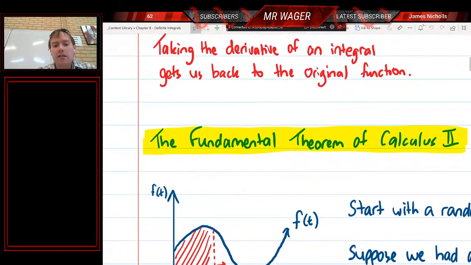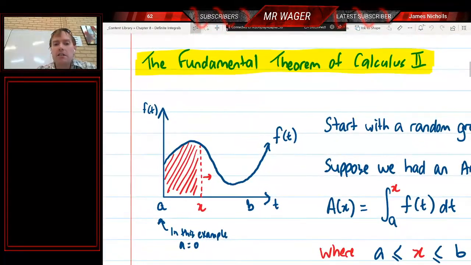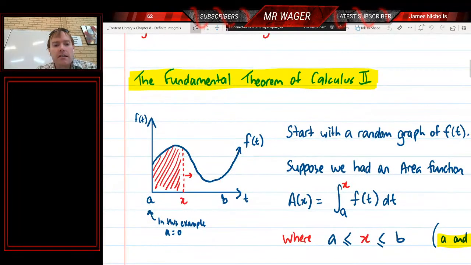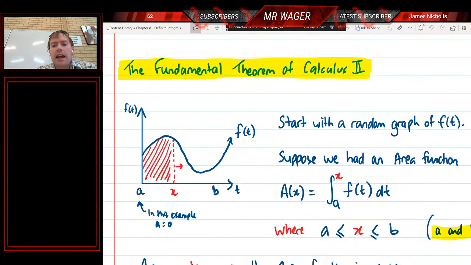All right, so to start this, we're going to think about what this graph is on the left-hand side. So we're going to start with a random graph, and we're going to call it f of t, and it's this kind of cubic-looking graph like that. We don't know the equation of it, it's just got that random shape. And suppose we're really interested in looking at the area function of this red shaded region. So we're looking at this area function, and this red shaded region is somewhere between A and B.